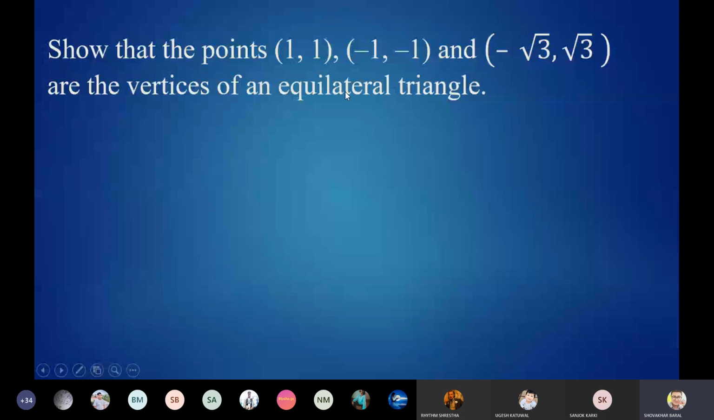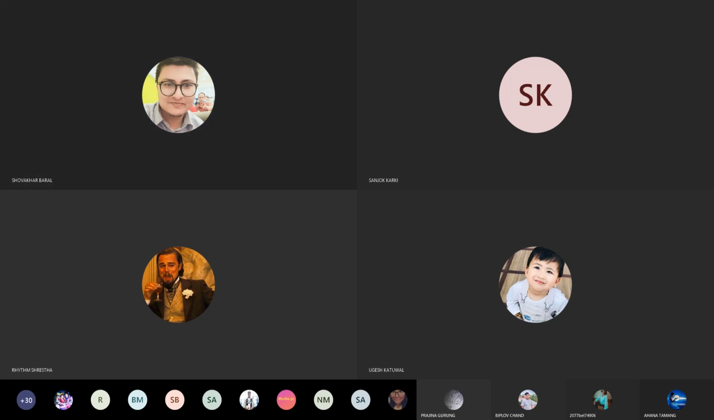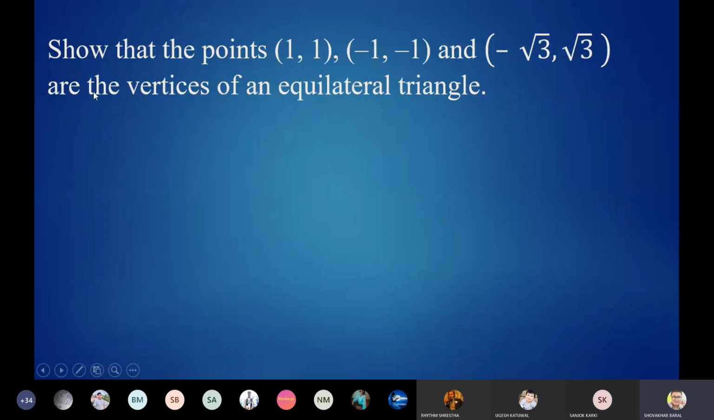So let me say the question again. Okay, let's solve this one. How to solve it? Can anyone tell me? Can you tell me how to find out so that they are the points of the equilateral triangle? Do you know how to solve? You have read in class 8 also.